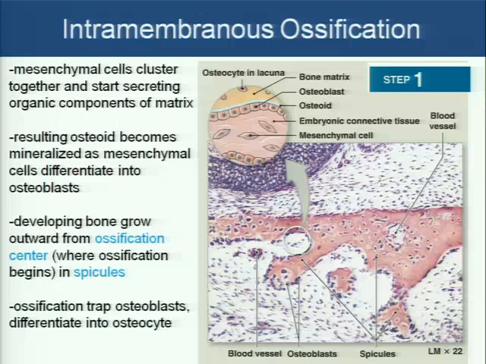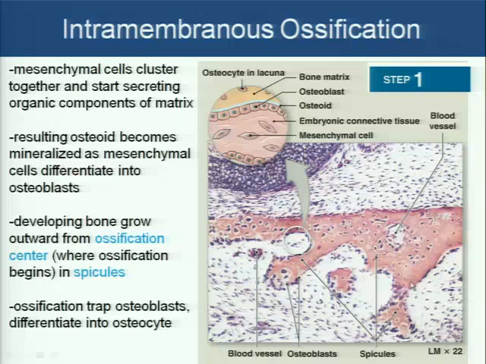You start to get the osteoid, okay, and it becomes mineralized and crystallized. And some of those cells now become osteoblasts. Okay, so we're back to our builders. Okay, and it's going to grow out from the center of this area. It's called the ossification center. There's only one in this case.